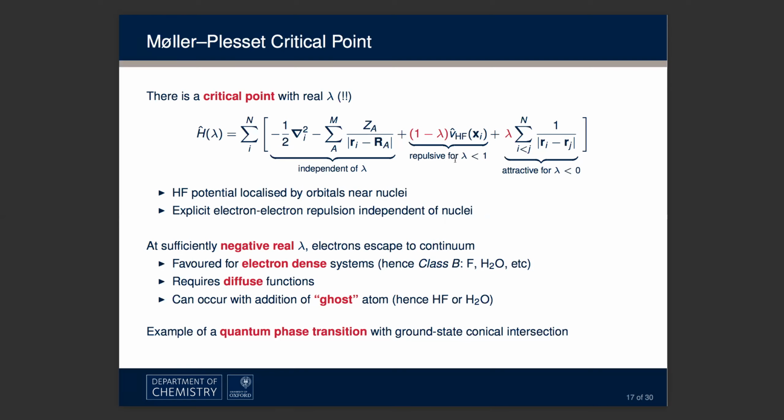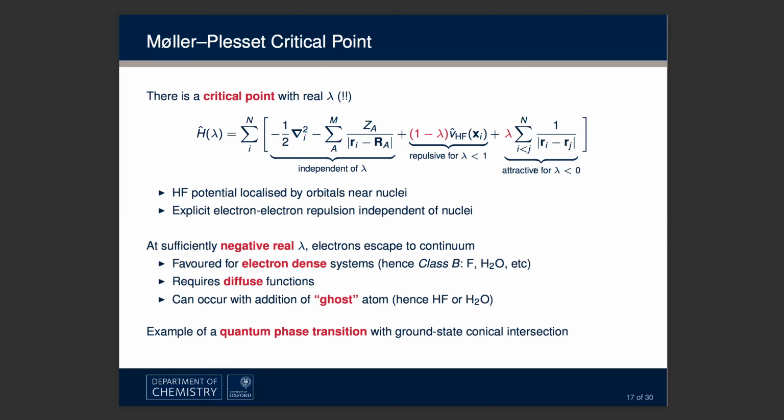So the important thing is to understand the balance of this Hartree-Fock potential with the two-electron interaction. So the Hartree-Fock potential is defined by the occupied orbitals. And this means it's usually localized close to the nuclei in our molecule. But the two-electron interaction is independent of our nuclei because the electrons are always interacting wherever they are in space. And so as we decrease lambda along the real axis, we're making the Hartree-Fock potential increasingly repulsive and the two-electron interaction increasingly attractive.